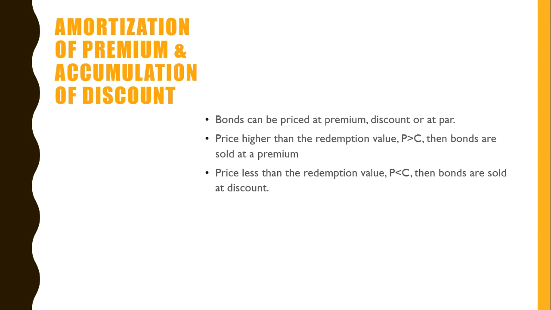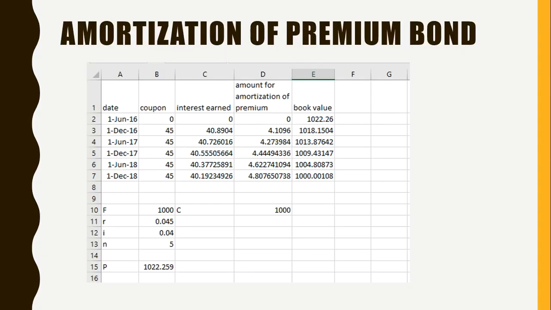So a bond can be priced at a premium, at a discount, or at par. A bond sold at par means the bond sells at 1,000 ringgit. A bond sold at a premium means the price is higher than the redemption value. A bond sold at a discount means the selling price is less than the redemption value. So we will look at amortization of premium bonds and accumulation for discount bonds. Look at the example first.